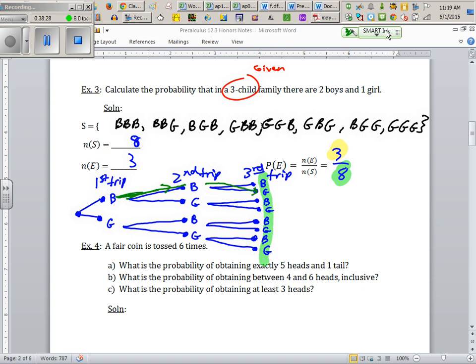So one of the paths is right here, BBG. That's 2 boys and a girl. See any others? B, G, B. There's the second one. And the third one is where? G, B, B. I don't like these diagrams.